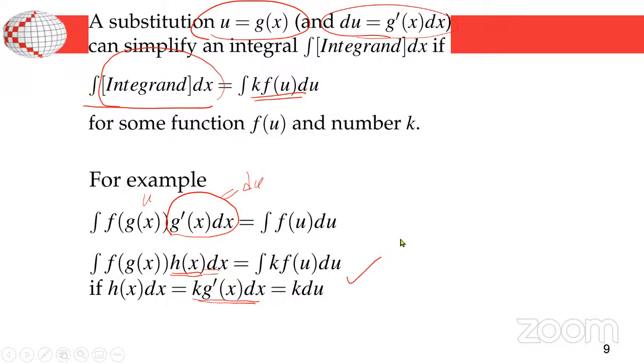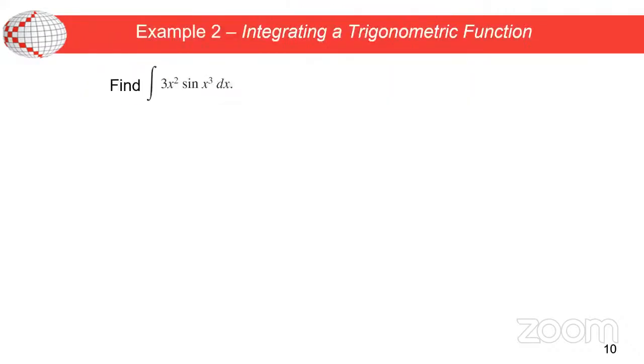Okay, so let's look at some examples here. How about this one? Here we have our integral of 3x squared times sine of x cubed. So you see it is a product of two functions. The first one is a polynomial. The second one is a composite trig function. So there is a composite function, and obviously there's no simple formula that can give us the antiderivative.